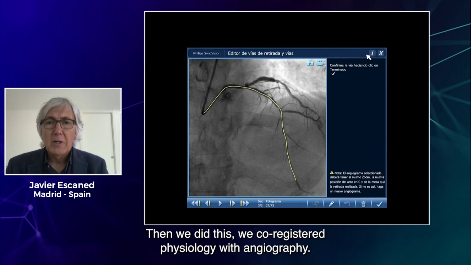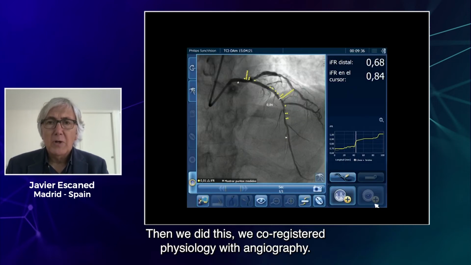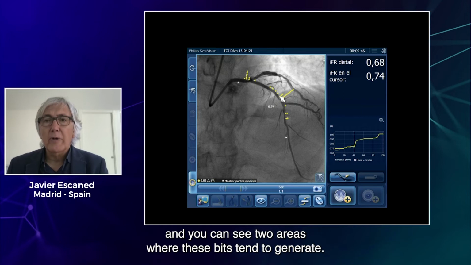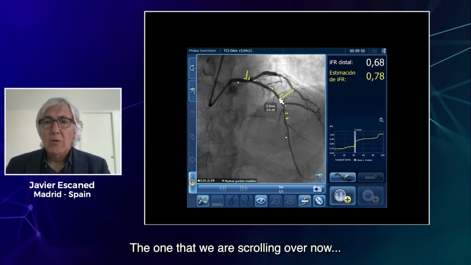Then with this, we co-registered physiology with angiography. Now, remember that each of these yellow bits accounts for a loss of 0.01 units of iFR, and you can see two areas where these bits tend to accumulate. The one that we are scrolling over now.